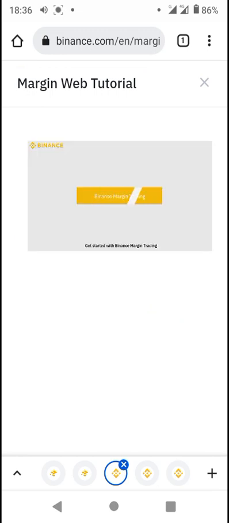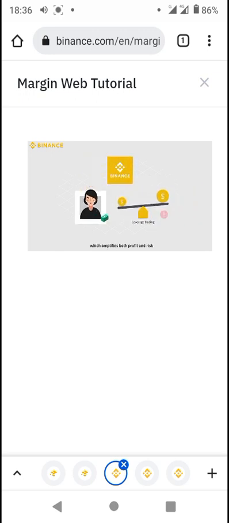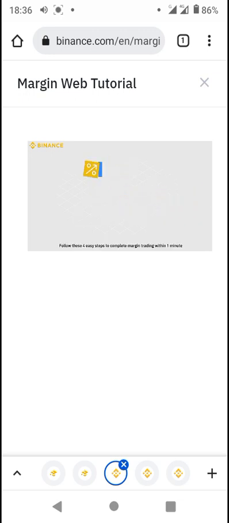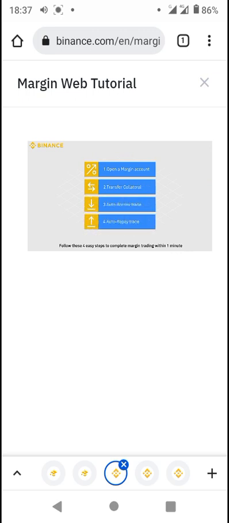Get started with Binance Margin Trading. With Binance Margin Trading, you can borrow funds to perform leveraged trading, which amplifies both profit and risk. Follow these 4 easy steps to complete margin trading within 1 minute.